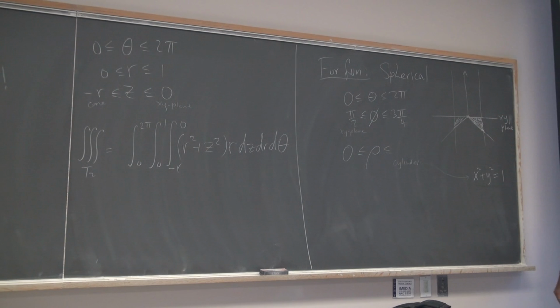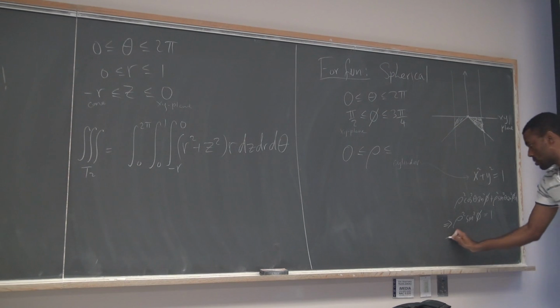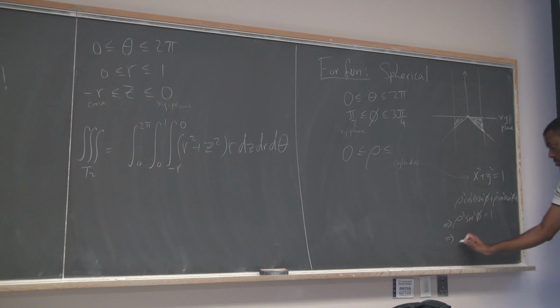Convert it. Yeah, just sub in the circle. What's x? Rho cosine theta sine phi, plus rho squared sine theta sine phi equals 1. So this just means rho squared sine squared phi equals 1, which means rho is just 1 over sine phi.